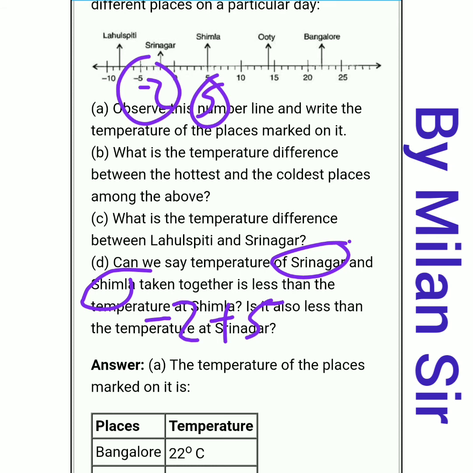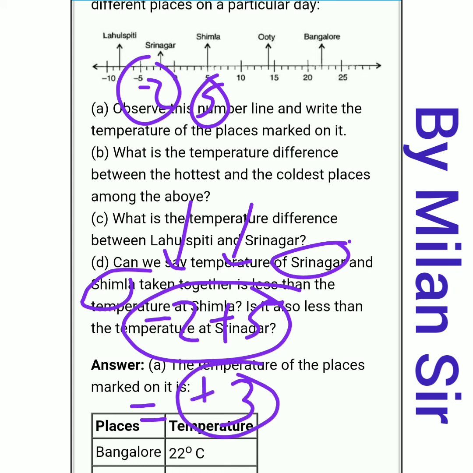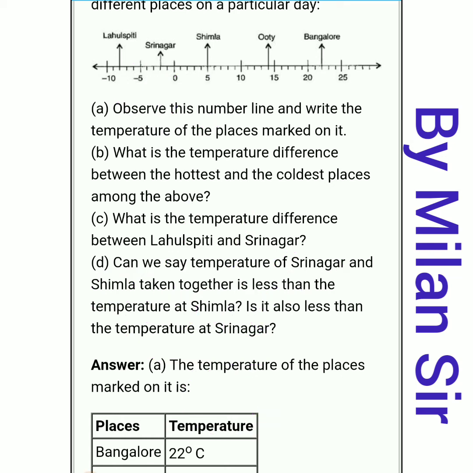-2 plus 5. We need to add these two numbers. Here we have a plus sign and here we have a minus sign. So plus minus minus: first of all we need to decide which process to use. 5 minus 2 is 3, and we put the sign of the bigger number. Our bigger number 5 is positive, so here it is +3. So the temperature of Srinagar and Shimla together is +3.